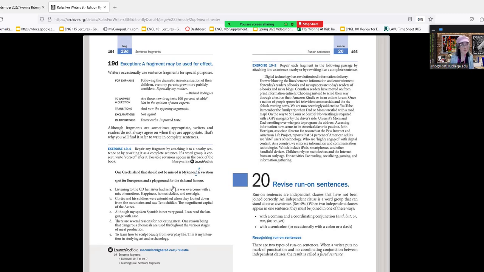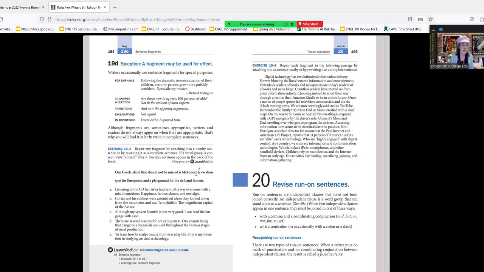Exception. A fragment may be used for effect. Usually you would use a hyphen or a colon for that. Writers occasionally use sentence fragments for special purposes. Following the dramatic Americanization of their children, even my parents grew more publicly confident, especially my mother.